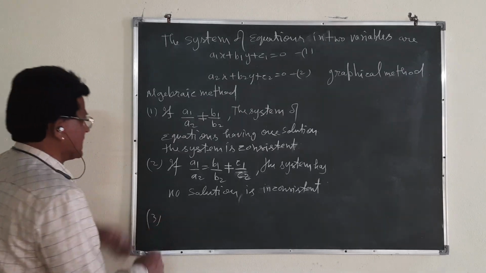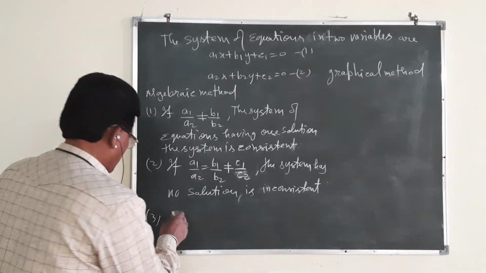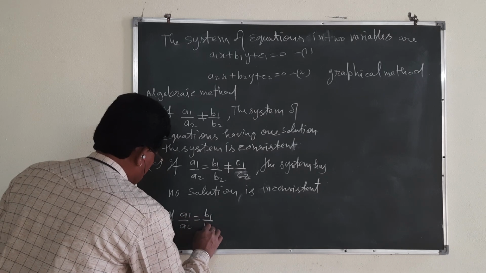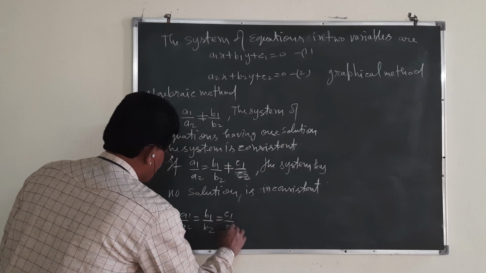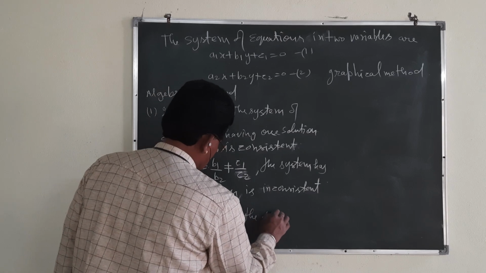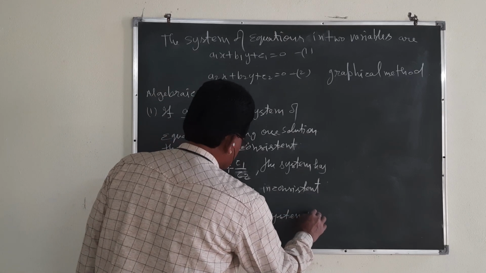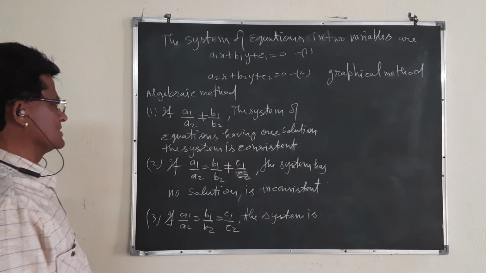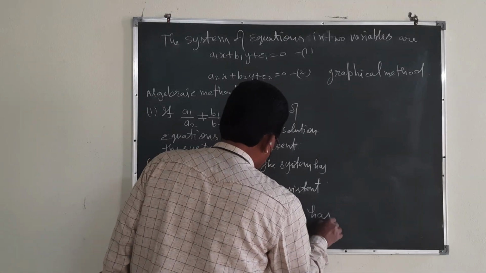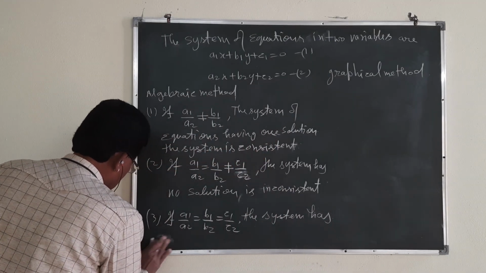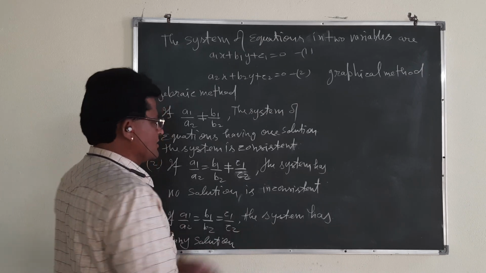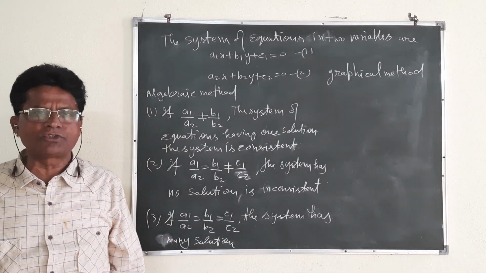The third case, because I am taking the algebraic condition first. See, if A1 upon A2 equals B1 upon B2 equals C1 upon C2, later on we will discuss some questions related to these conditions, then the system has infinitely many solutions. Infinitely many solutions means so many solutions. I will explain with the graph.